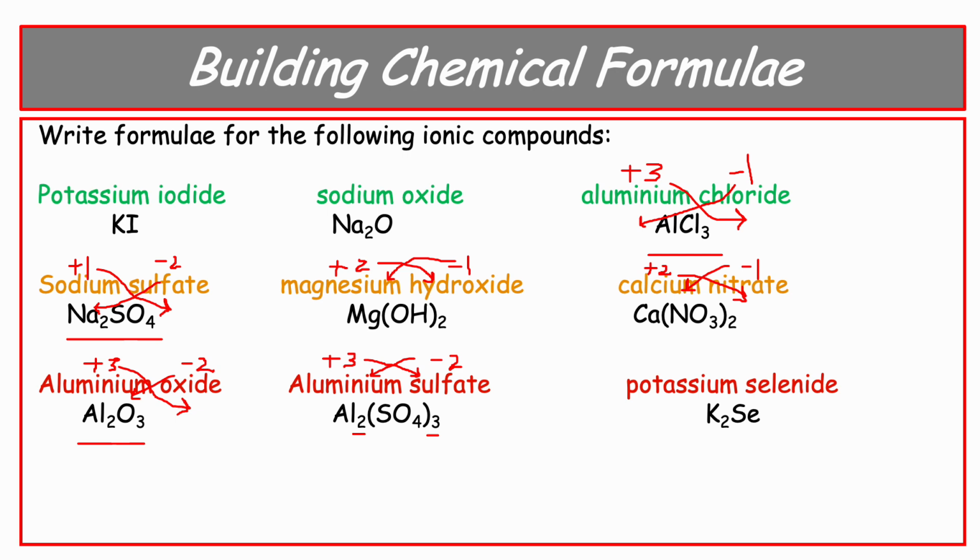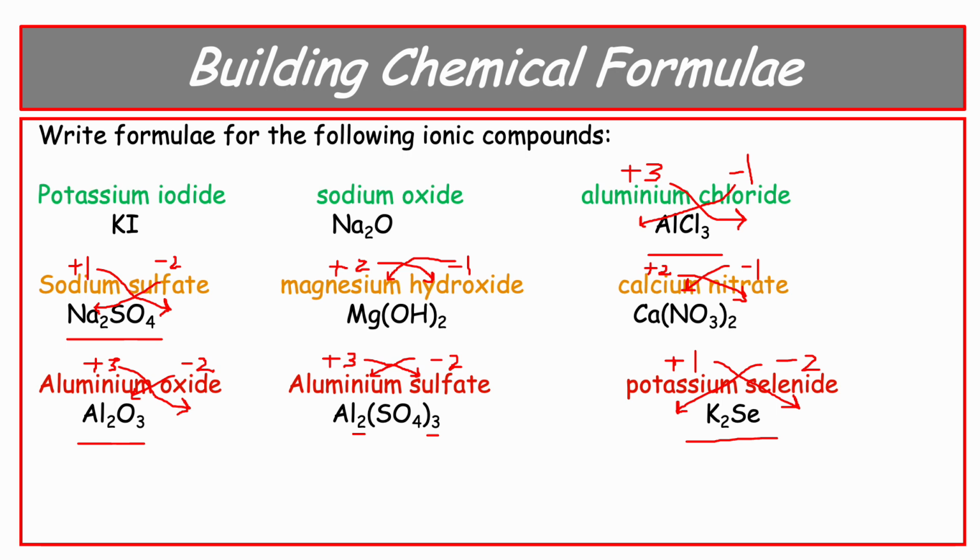Last one, we've got potassium selenide. Well, potassium's in group 1, so forms a +1 charge, and the selenide is the negative ion of selenium, which is in group 6, so forms a -2 charge. Swapping those numbers, I need 1 selenium and 2 potassiums. Hence, the formula is K2Se.